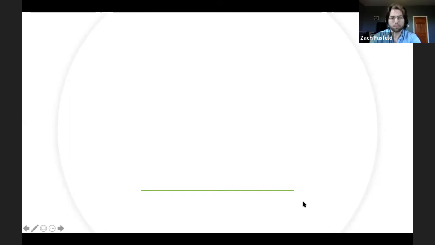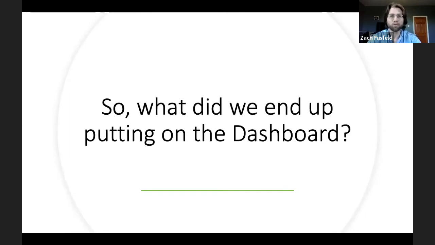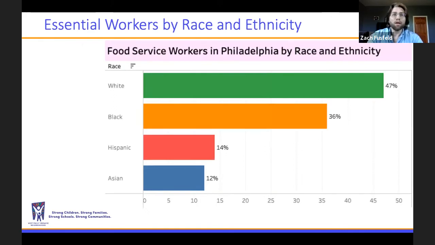So what did we end up putting on the dashboard? Here you can see a snapshot of what some of the data included actually looks like on the dashboard. In this example, we're looking at food service workers in Philadelphia by race and ethnicity. Because we saw generally tight confidence intervals across all worker categories when only considering race, excluding different pay categories, we felt that it was appropriate to include all racial categories. But to avoid unnecessary complexity, we didn't include the confidence intervals. We found that it was too noisy when they were included in the dashboard.